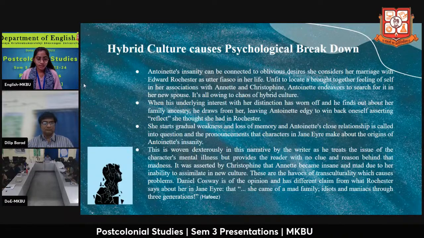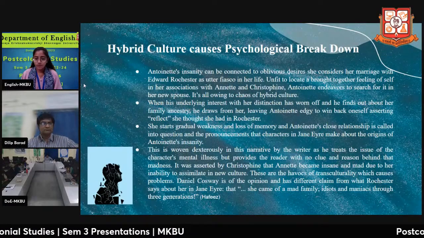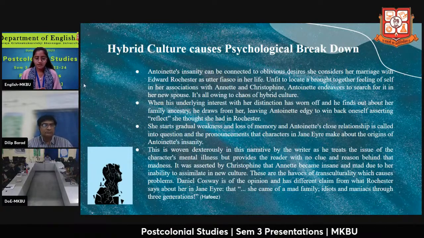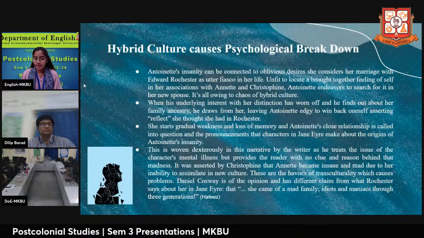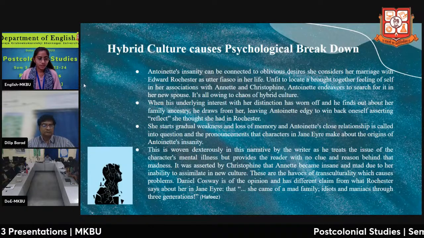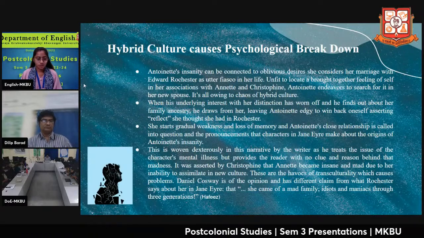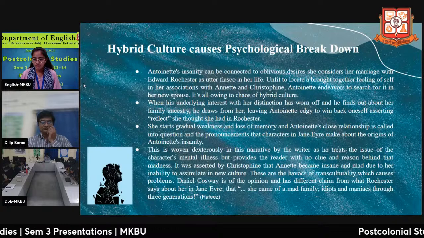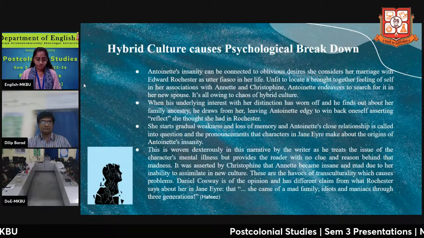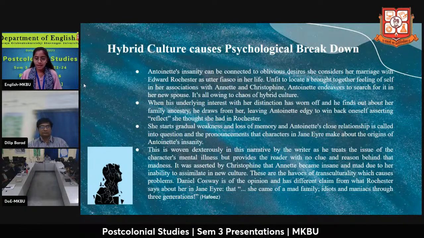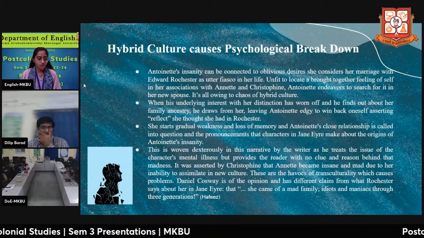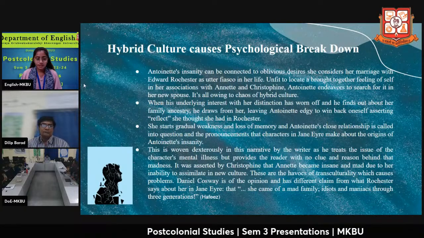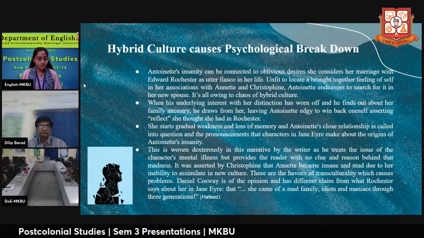When his initial interest in her distinction has worn off and he finds out about her family ancestry, he withdraws from her, leaving Antoinette to struggle to win back the self and the reflection she thought she had in Rochester. She starts a gradual weakness and loss of memory, and her close relationship is called into question. The pronouncement that characters in Jane Eyre make about the origin of Antoinette's insanity is woven dexterously into this narrative by the writer as he treats the issue of madness.